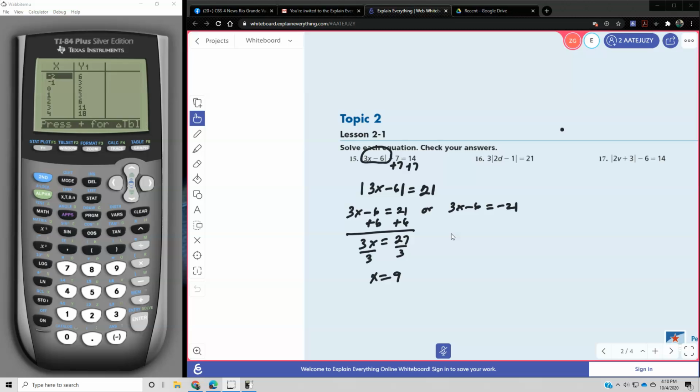Okay. The next one, you have to add 6 to both sides. So you have 3x equals negative 15. Then divide by 3. So x equals negative 5. Okay.